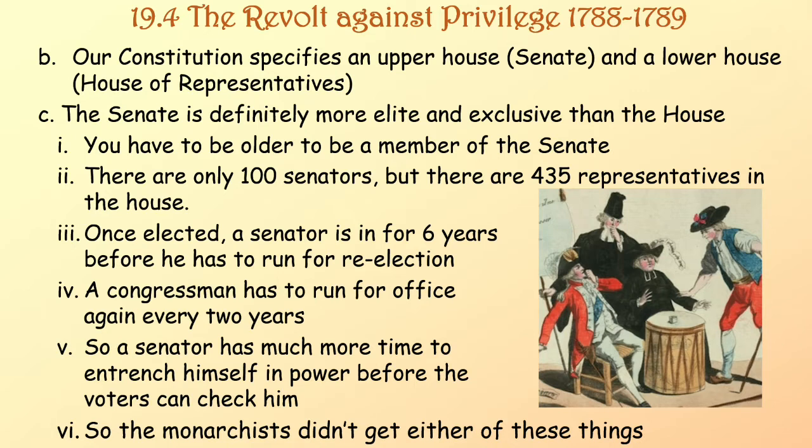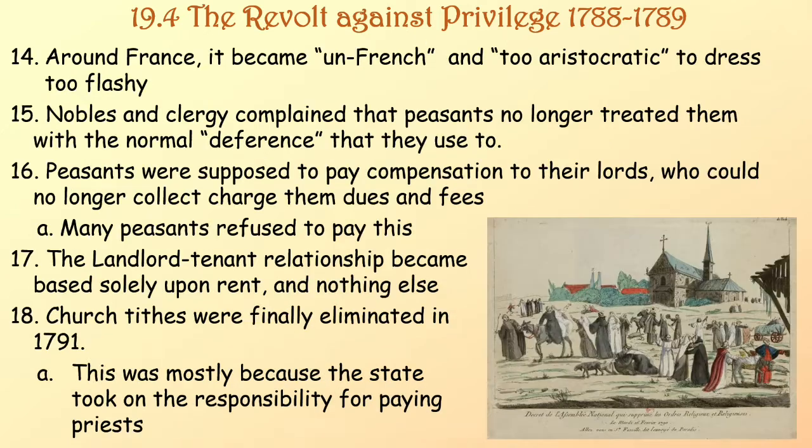There are only 100 senators versus 435 representatives in the House. And once elected, a senator is in there for 6 years before he has to run for re-election. Congressman has to run for office again every 2 years. So a senator has much more time to entrench himself in power before the voters can check him. So at the end of the day, the monarchists, they didn't get either of these two things.